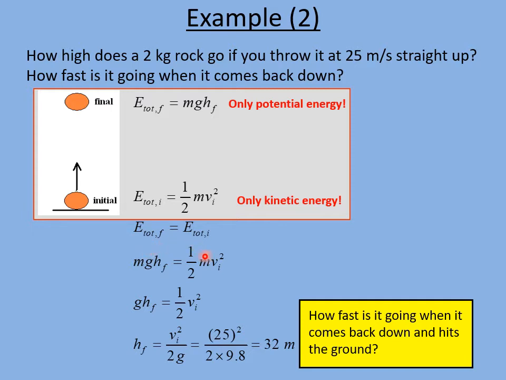So again, we can just equate these two terms, and this time we're going to solve for the height. So we have mgh equals 1/2 mv squared. We're going to solve for h. So again, notice the masses cancel out. We can divide by g to get rid of the g in front of the h. And here's our answer. The height is the velocity squared divided by 2g. So we can plug in our numbers. Velocity is 25. Remember to square that. And divided by 2 times 9.8, that'll give us a height of 32 meters.